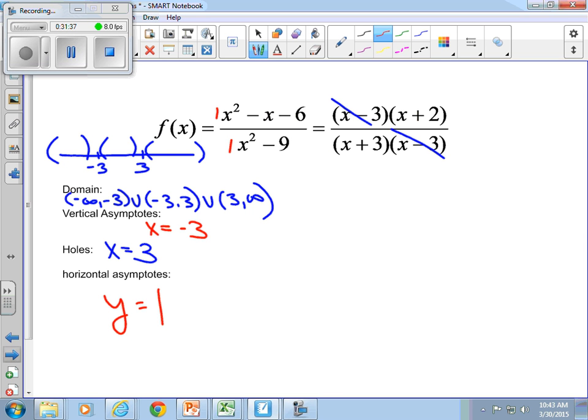I will count it off if you don't put x equals or y equals on vertical asymptotes and horizontal asymptotes. The reason I'm picky about that is those are equations of lines. So I need to know that it's a horizontal line y equals, and I need to know it's a vertical line x equals.